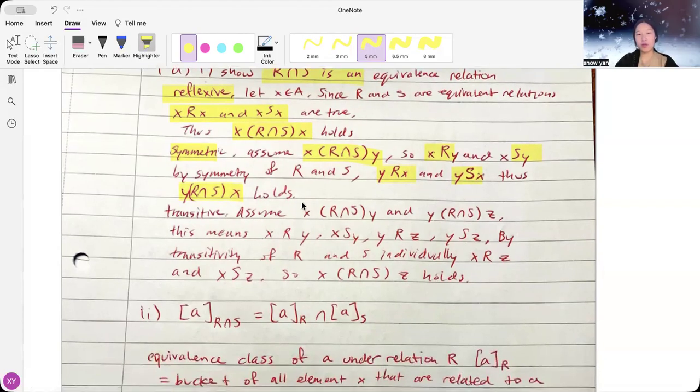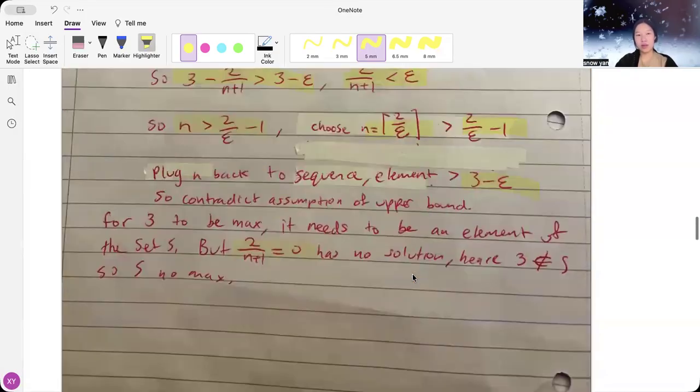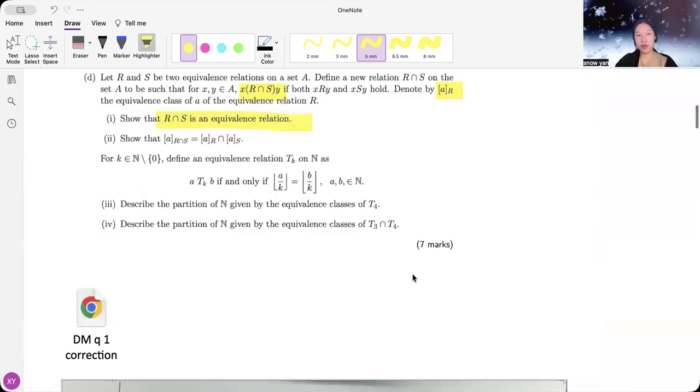And for transitive, we assume that X (R and S) Y and Y (R and S) Z hold for this relation. So then these four things hold, because we just apply each one. So we get four things. By transitivity of R and S individually, we have XRZ and XSZ. So then combined together, X (R and S) Z holds. So yeah, pretty straightforward, I'd say.